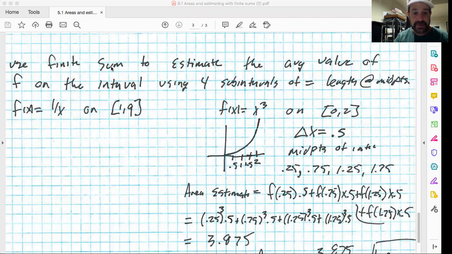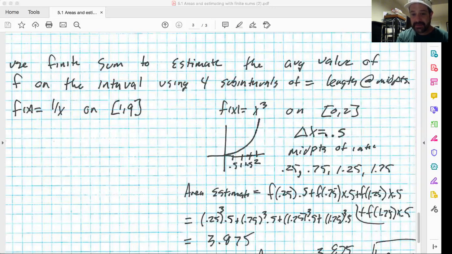So if you want to use finite sums to estimate the average value of a function f on an interval using 4 subintervals of equal length using midpoints, first thing we have to do is calculate the area. Now, if we're going to find the average value, that's the average y value, what's the average height of this function? If we're looking at f of x equals x cubed, at least from 0 to 2, it's going to look parabolic. If we're using 4 subintervals, the distance between 0 and 2 is 2, 2 minus 0 is 2, divided by 4 is 1/2, so our delta x is that.